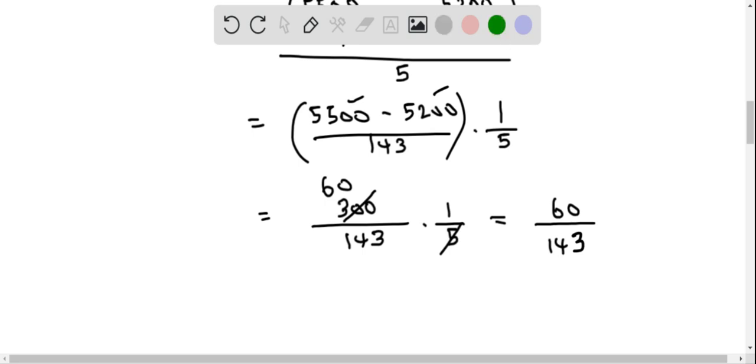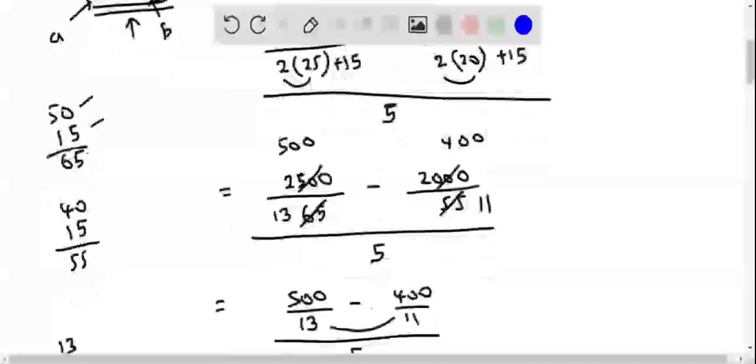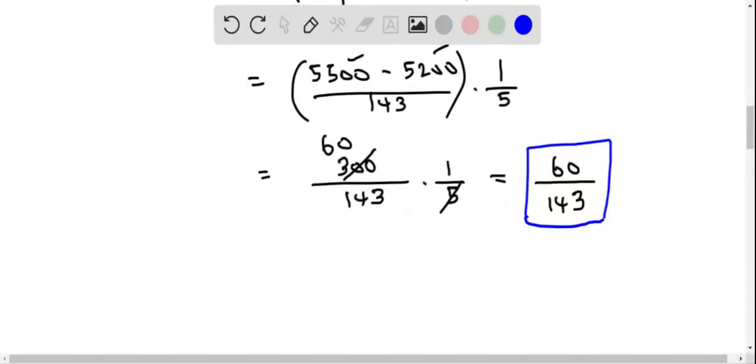So this is the average rate of change of the function d of t in the given interval, that is in the interval 20 comma 25. When we approximate this to decimal places, we get 0.4196. So this is approximated to 4 decimal places.